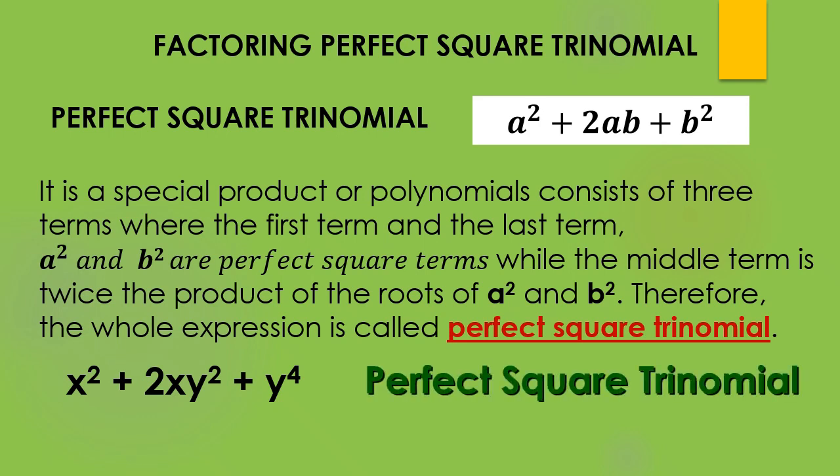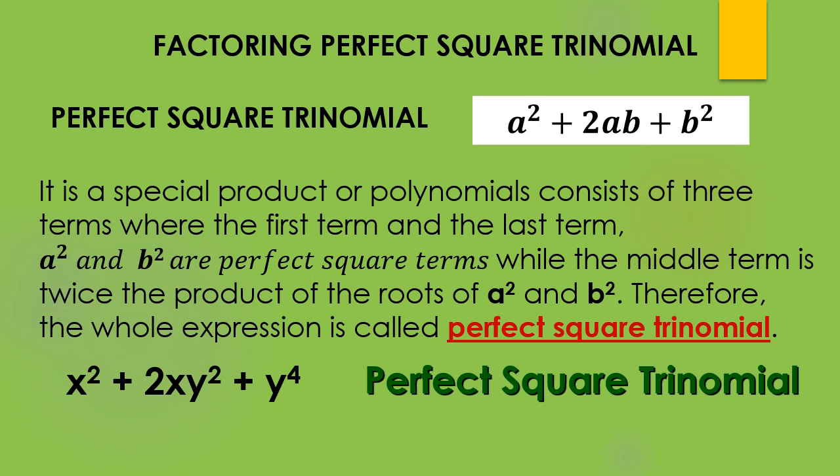The answer is, yes, it is a perfect square trinomial. Why? In order to say that this expression is a perfect square trinomial, according to our meaning, the first term and the last term must be perfect square terms. Our first term is x squared, so this one is a perfect square term because it is raised by an exponent of 2. How about y raised to the fourth power? Is this a perfect square term also?